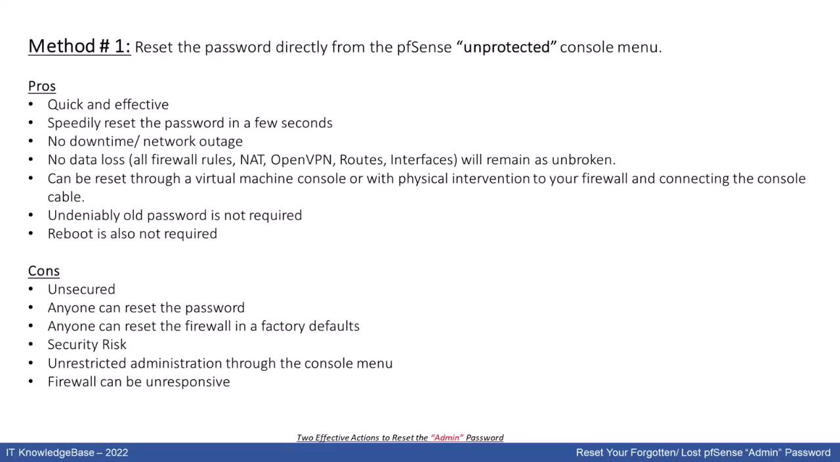Method number 1: reset the password directly from the pfSense unprotected console menu. The pros: this is quick and effective. Speedily reset the password in a few seconds. No downtime and no network outage. No data loss. All firewall rules, NAT, OpenVPN, routes, and interfaces will remain unbroken.